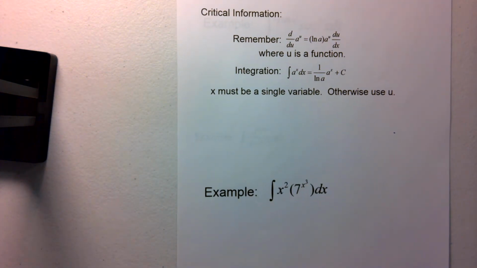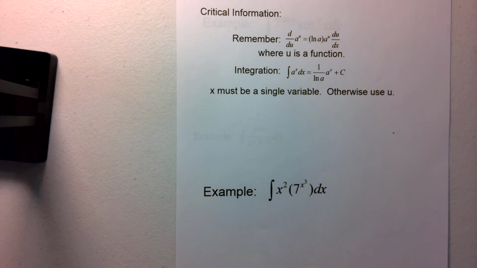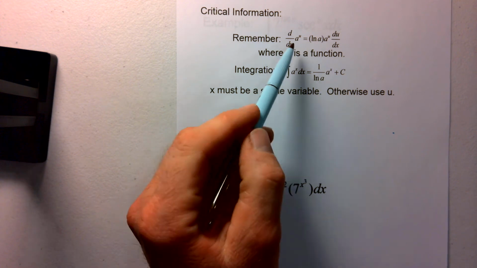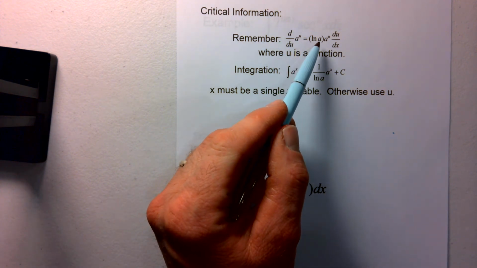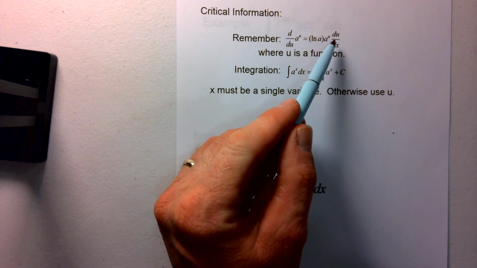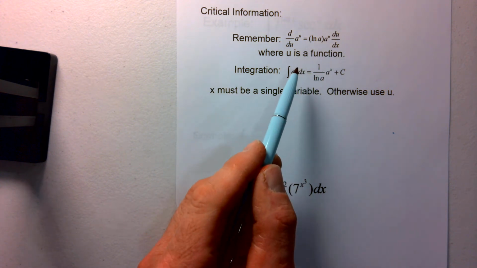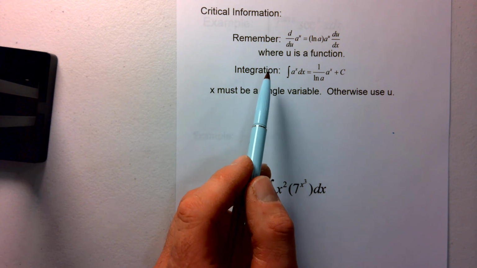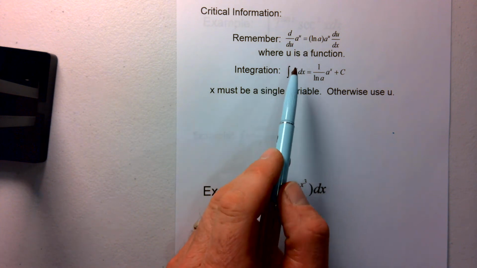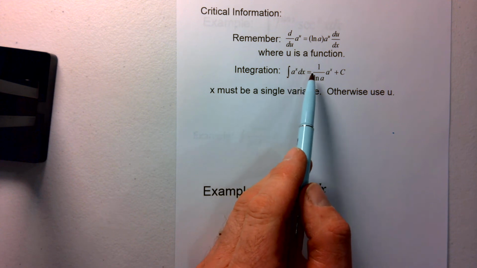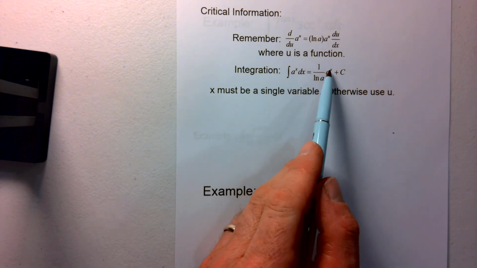The second thing I want to talk about today, the next thing, is the exponential. So if we have a base to an exponent, the derivative of a to the u is equal to the natural log of a times a to the u du dx, where u is that function. The integration of a to the x, so kind of like a to the u, but we have a to the x dx, is 1 over the natural log of a times a to the x plus c.